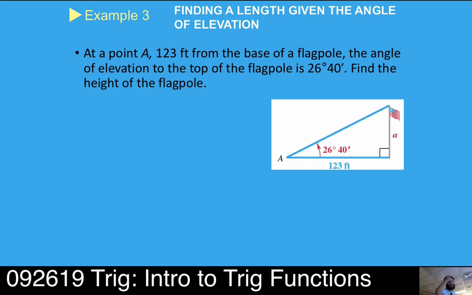So here's an example of it. At a point 123 feet from the base of a flagpole, the angle of elevation to the top of the flagpole is 26 degrees, 40 minutes. That's pretty amazing that they got it that accurate. Find the height of the flagpole. So they take the tangent of that number. You can plug it into your computer, or look it up in a table, and it's going to equal the ratio of the height of the flagpole over 123 feet. So solving for A equals 123 times the tangent of 26 degrees. Your calculator would tell you that is about 62 feet.